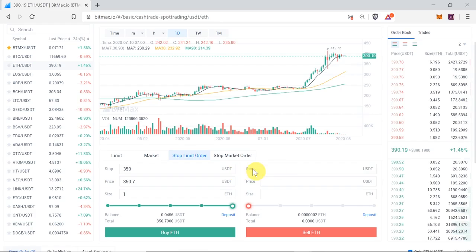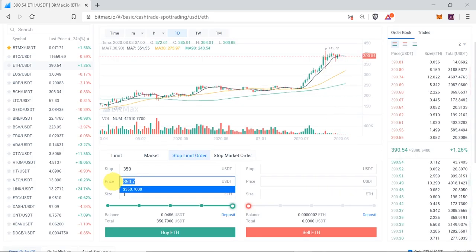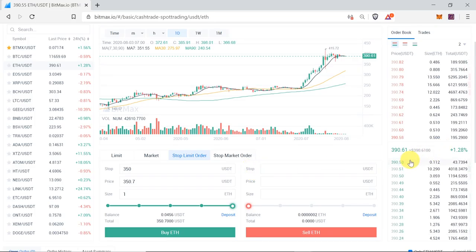So let me explain it to you. If our price goes down to 350, at that moment our order is triggered and we want to buy Ethereum for 350.7. Why this amount? If you look over here, the spread between 390.58 and 54 is very small. It's like 0.04 at the moment. Sometimes it goes up to 0.5.